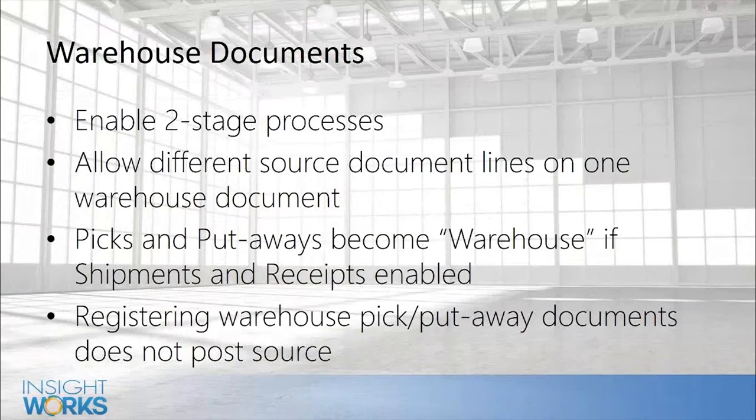All right, so the warehouse documents, two-stage process. So like a pick and ship process, I pick everything. When I register that pick, it's not called posting. When I register that pick, it just moves the inventory. It doesn't actually post the shipment. I then have to do a secondary operation to actually ship it. And that's basically everything that's on that slide.